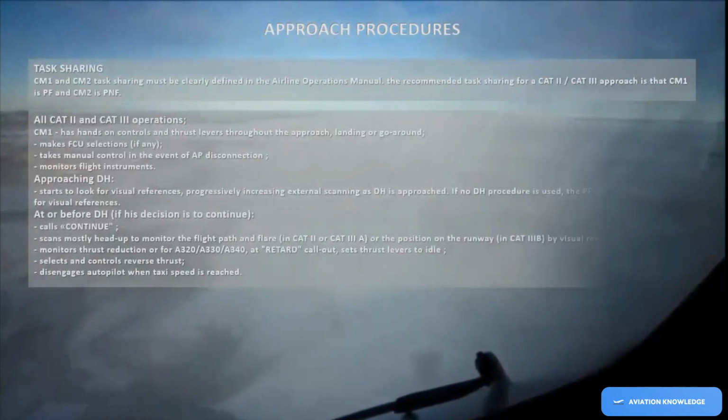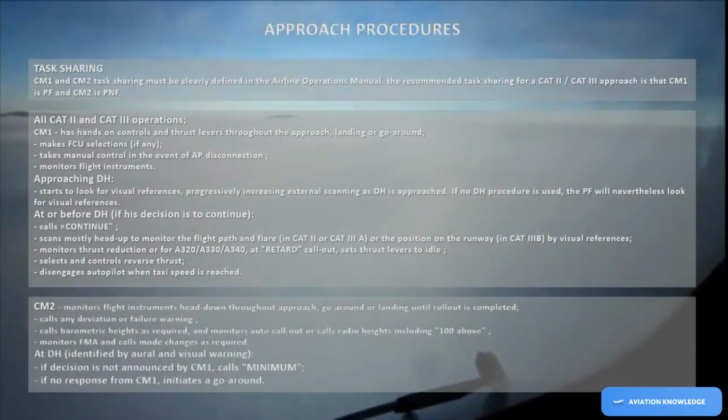Approach procedures. Task sharing: CM1 and CM2 task sharing must be clearly defined in the Airline Operations Manual. The recommended task sharing for a CAT-2, CAT-3 approach is that CM1 is pilot flying and CM2 is pilot non-flying. In all CAT-2 and CAT-3 operations, CM1 has hands on controls and thrust levers throughout the approach, landing or go-around, makes FCU selections, if any, takes manual control in the event of autopilot disconnection, monitors flight instruments.